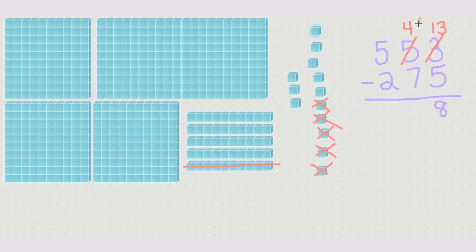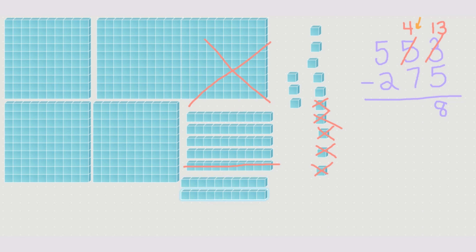Now I'm ready to think about the tens. And I see 4 minus 7. So I go over here to take away 7 tens and I realize I cannot. I don't have enough. So again, I'm going to go to my neighbor and trade. I'm going to trade 1 hundreds flat for 10 10 sticks. So I take out 1 hundreds flat and I need to put in 10 10 sticks.